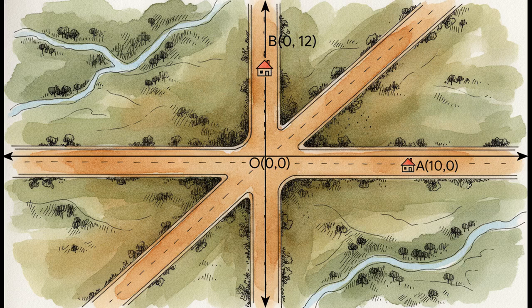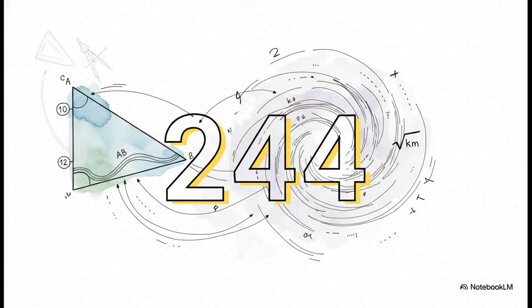That means point A sits at 10, 0. Point B is 12 kilometers away along the other highway, the y-axis. So point B is at 0, 12. Look at that. We've successfully translated physical geography into exact workable coordinates. And now for the grand finale.